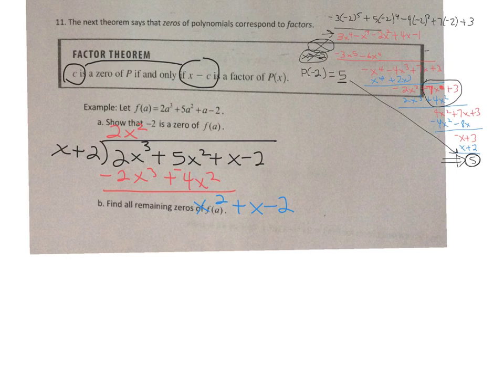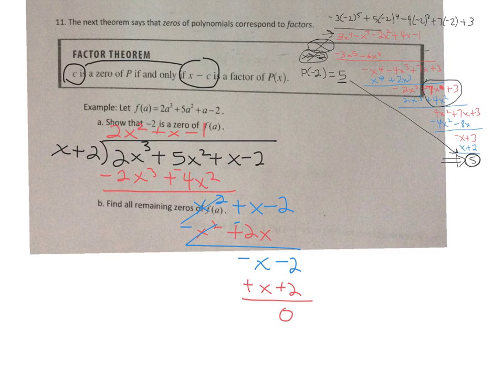And you start over. x squared divided by x is x. Multiply that out: x times x is x squared, x times 2 is positive 2x. Draw your line, change the signs. You're left with negative x minus 2. And then negative x divided by x is negative 1. Multiply that out, and you get negative x minus 2, draw your line, change the signs, and you have a remainder of 0.